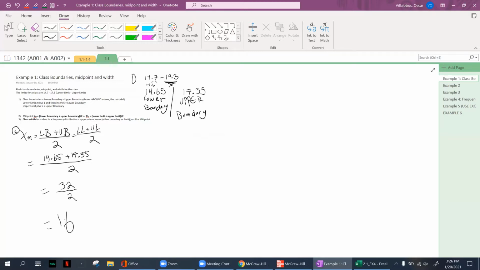Now let's try with the limits. Let's add them together. So this is 14.7 plus 17.3 divided by 2. You get 14.7 plus 17.3, that gives me 32. Divided by 2, this is going to give me 16. So it doesn't matter which one you use.